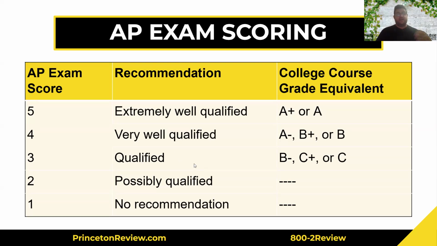Earning a 4, College Board is telling colleges this person is very well qualified in this area to earn credit and skip a course in your college program. You can see that's an A minus, B plus, or a B. And then a 5, which is effectively a perfect score, is extremely well qualified. It's an A plus or an A.